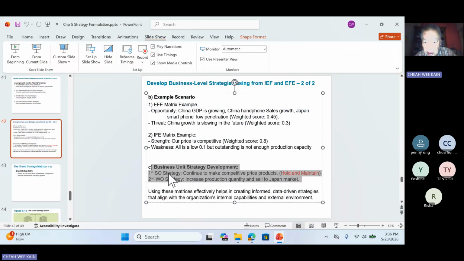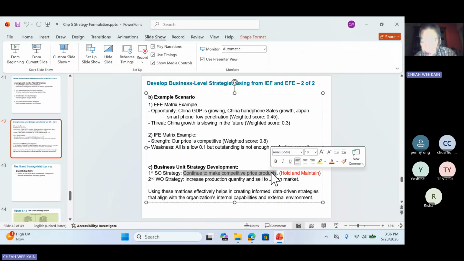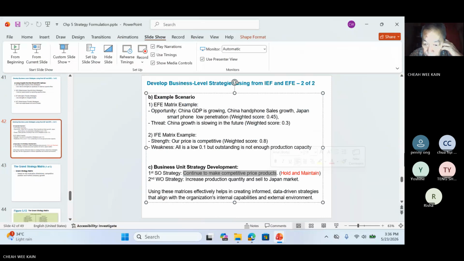This is not functional. So let's say, for example, continue to make competitive price product. What does that mean for your production department? Production department must strategize how to make cost lower. That's all. Now, what does that mean for the marketing department? We have to advertise that our product is competitive price. Okay? Now, what does it mean for the finance department?